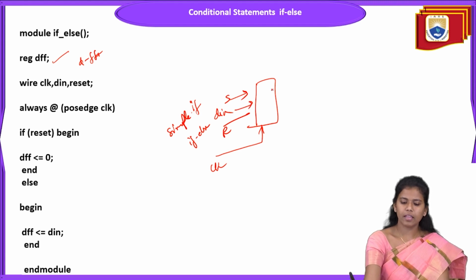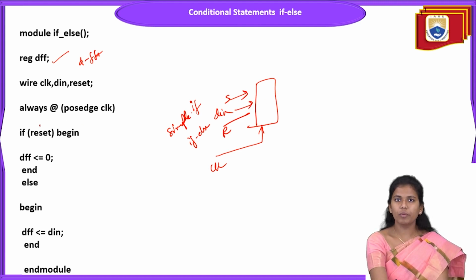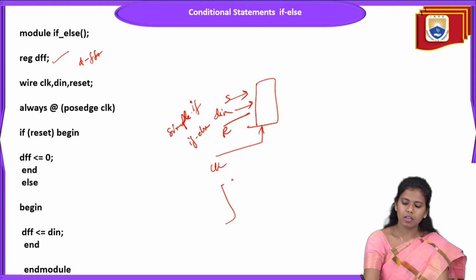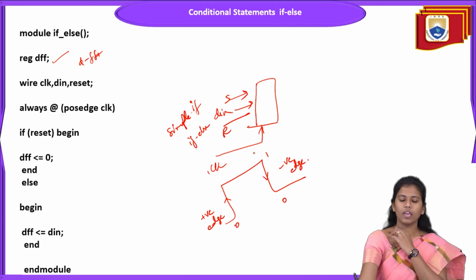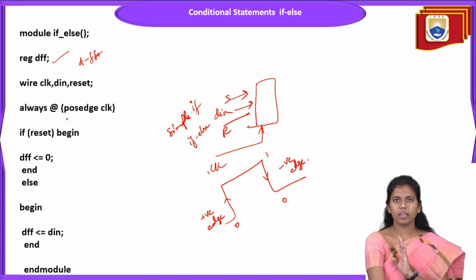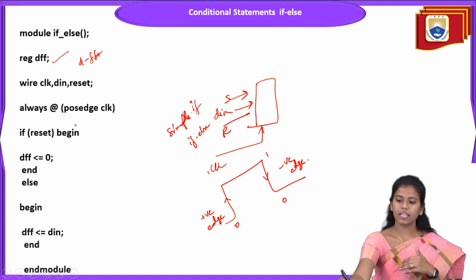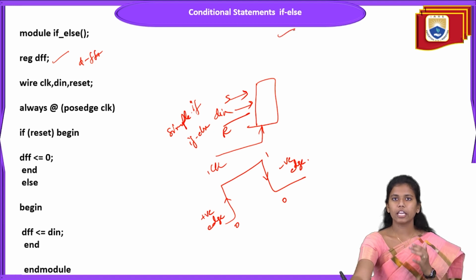Okay, and then see, always at the rate positive edge. So in this flip-flop, we have discussed always the positive edge as well as the negative edge. So always at the rate positive edge clock, and then follows the condition. Here the condition that we are considering is if else.